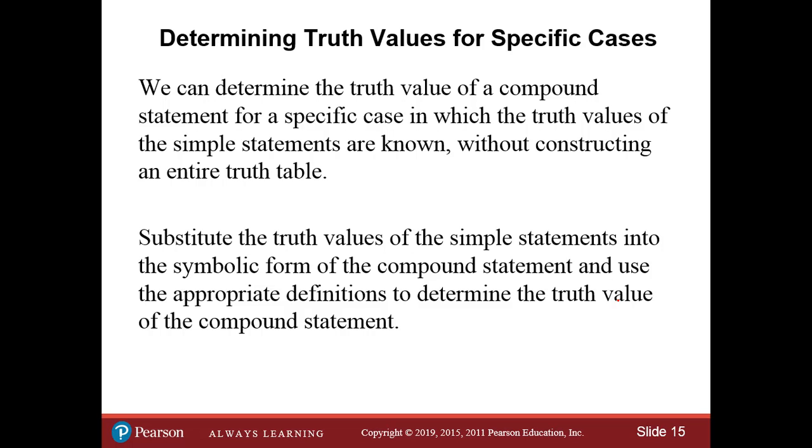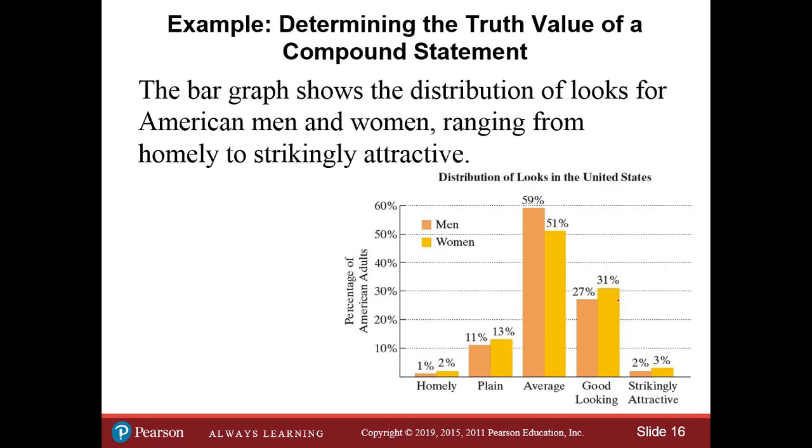Specific cases. Now we can determine the truth value of a compound statement for a specific case in which the truth values of the simple statements are known, just like in the previous example, without constructing the entire truth table though. Okay? You just have to think through it. We can substitute the truth values of the simple statements into the symbolic form of the compound statement, then use the appropriate definitions to determine the truth value of the compound statement. So for example, we don't have to use the truth table.